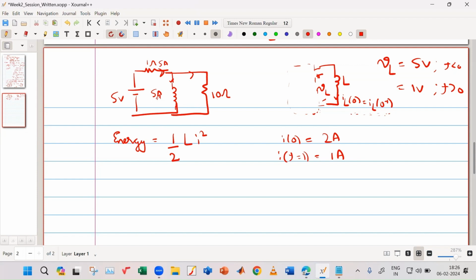When there is current in the inductor, there is energy in the inductor. When there is no current in the inductor, there is no energy in the inductor. All right. So this is there. Now we will go for a capacitor. Can you tell me what is the symbol of a capacitor?